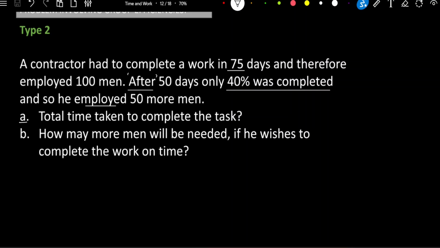Let's find. So initially, how many men were there? You would say 100 men were there. And then you'll start from here. So these 100 men worked for 50 days and completed only 40% of the work.